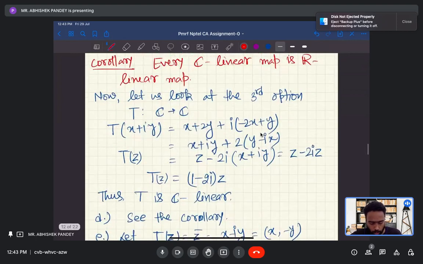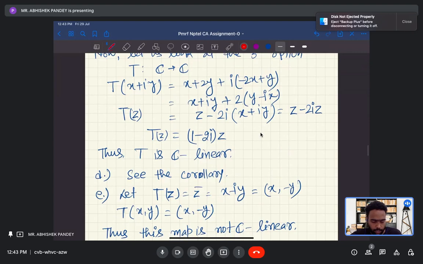So let us look at the third option. T(x + iy) is defined as this. So once we write in terms of z, we will get T(z) = (1 - 2y)z, which is of the form lambda z. Thus T is C linear.